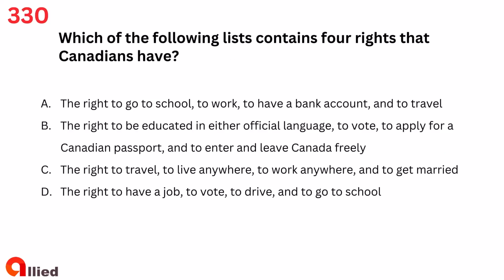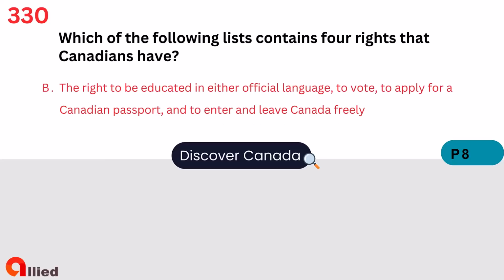Question 330. Which of the following lists contains 4 rights that Canadians have? A. The right to go to school, to work, to have a bank account, and to travel. B. The right to be educated in either official language, to vote, to apply for a Canadian passport, and to enter and leave Canada freely. C. The right to travel, to live anywhere, to work anywhere, and to get married. D. The right to have a job, to vote, to drive, and to go to school. The answer is B. The right to be educated in either official language, to vote, to apply for a Canadian passport, and to enter and leave Canada freely.